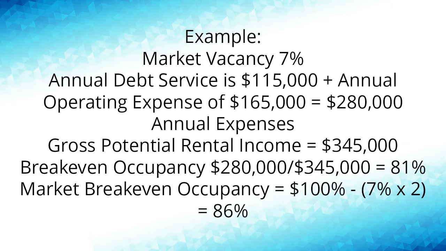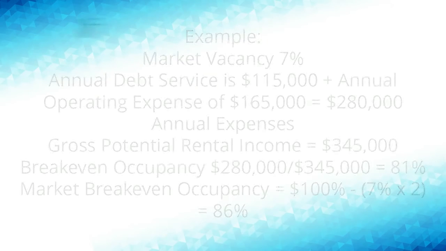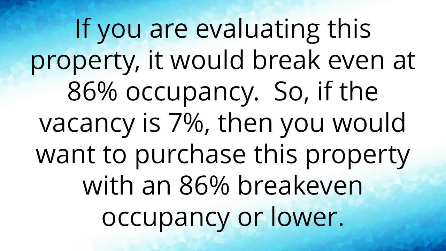Be careful with this number. Break-even occupancy is $280,000 divided by $345,000 equals 81%. Market break-even occupancy equals 100% minus the 7% times 2 is 86%. If you are evaluating this property, it would break even at 86% occupancy. So if the vacancy is 7%, then you would want to purchase this property with an 86% break-even occupancy or lower.